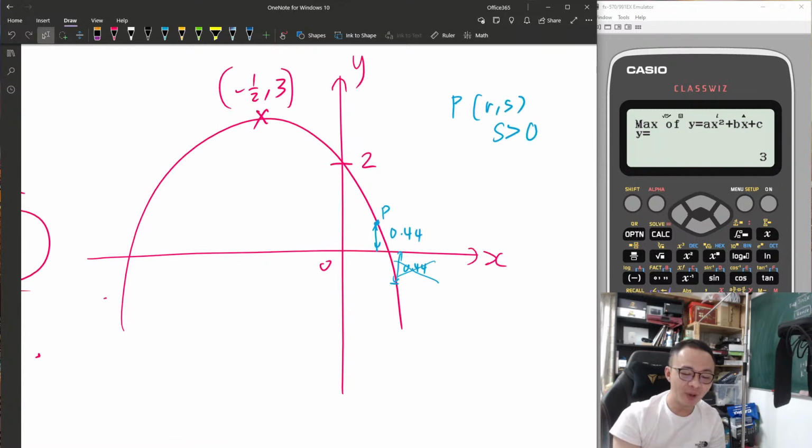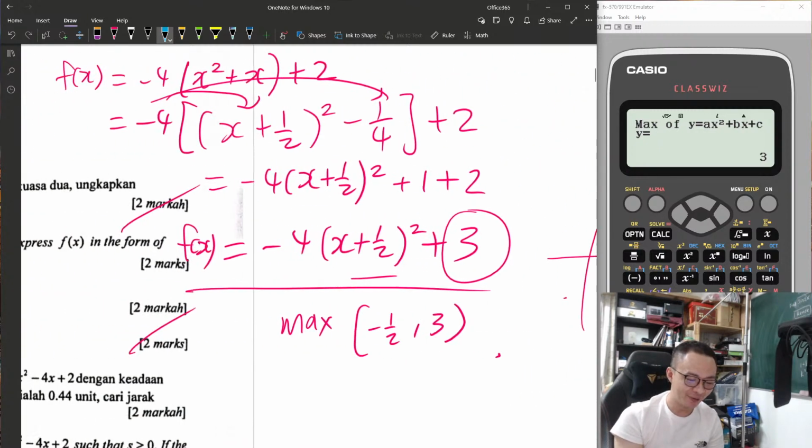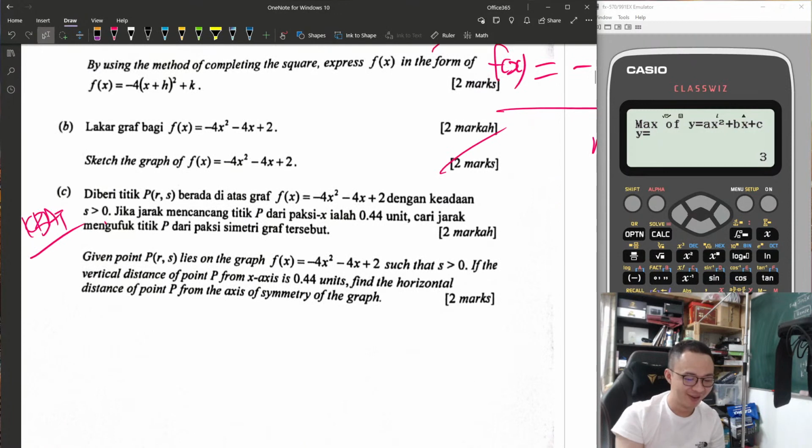Then what we want to do right now is, this one is actually telling you my y coordinate is 0.44, isn't it? Because it is 0.44 units from the x-axis. Then I already got my P. The s is basically 0.44. So right now, I want to find the horizontal distance of P from the axis of symmetry.